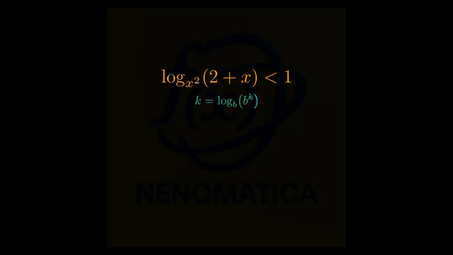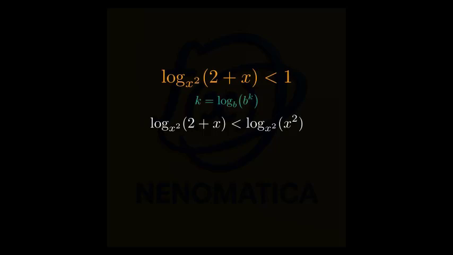Our problem is log base x squared of 2 plus x is less than 1. Step 1. Rewrite the right side as a logarithm with the same base. We use the identity k equals log base b of b to the k. So 1 equals log base x squared of x squared. Therefore, log base x squared of 2 plus x is less than log base x squared of x squared.